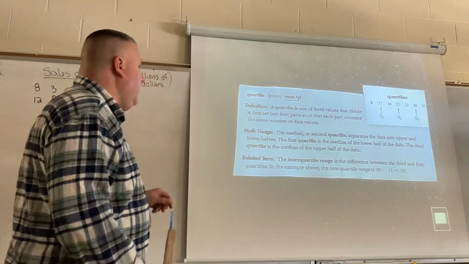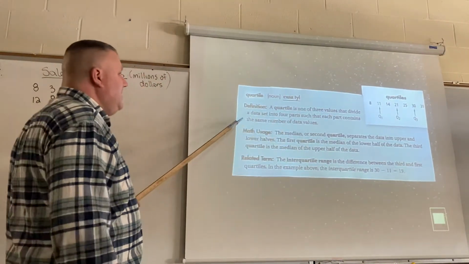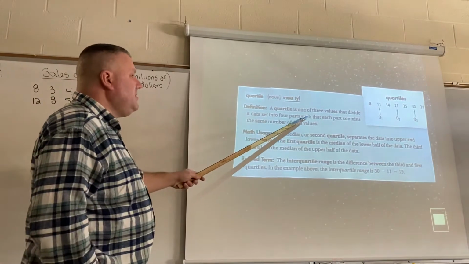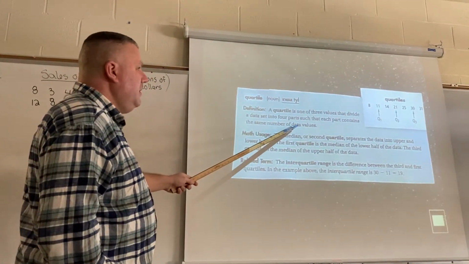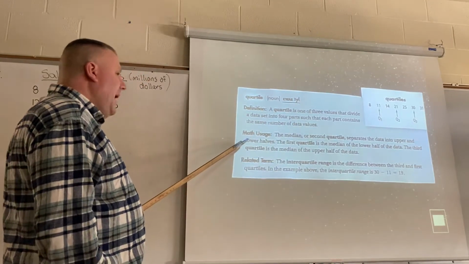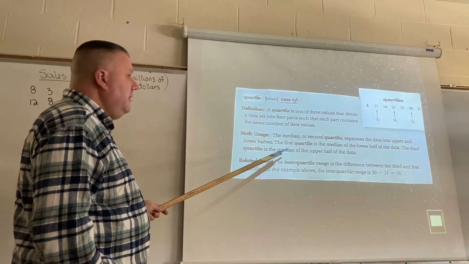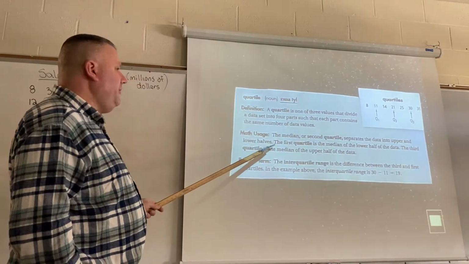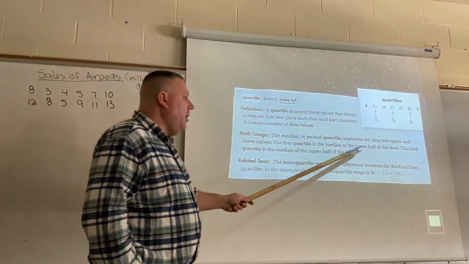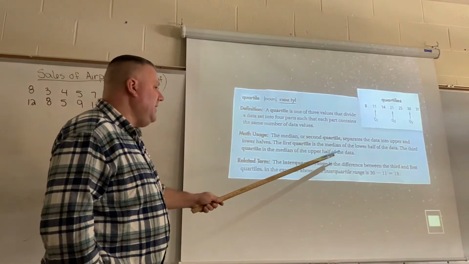So on the board here, a quartile is one of the 3 values that divide a data set into 4 parts, such that each part contains the same number of data values. The math usage when we talk about it is the median or second quartile separates the data into upper and lower halves. The first quartile is the median of the lower data. The third quartile is the median of the upper half of the data.